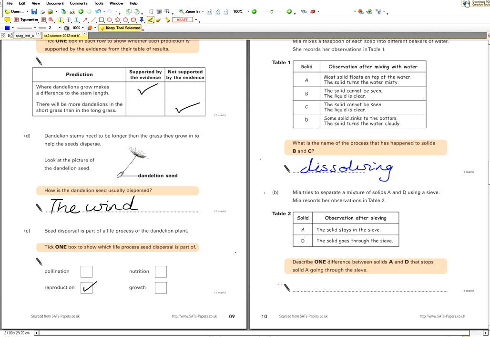So A is what? Go on, Mister. Solid A has much bigger particles than solid D. That's it. Okay, so write that down. Solid A is made of bigger particles.